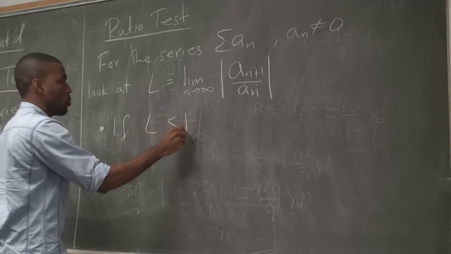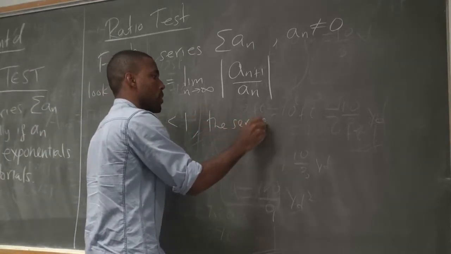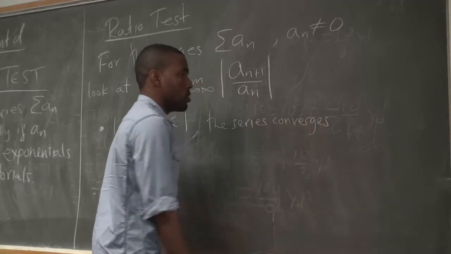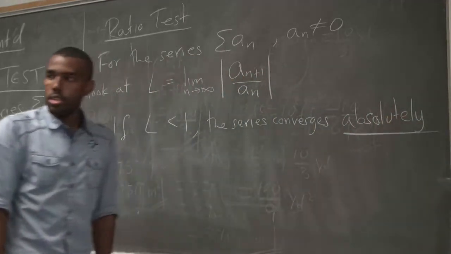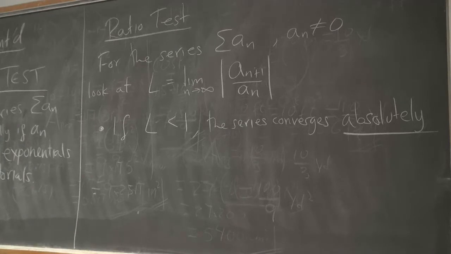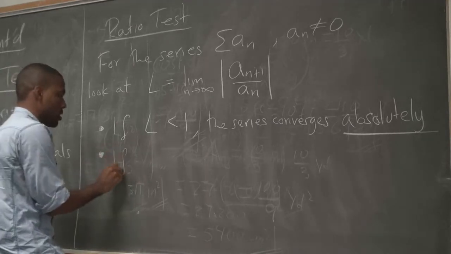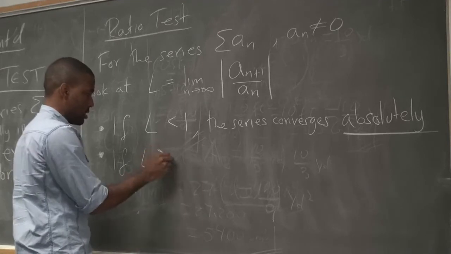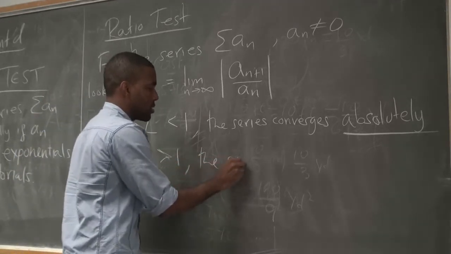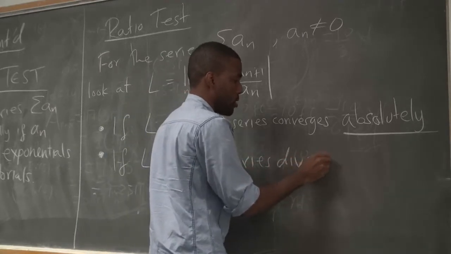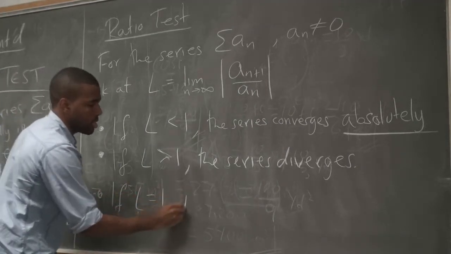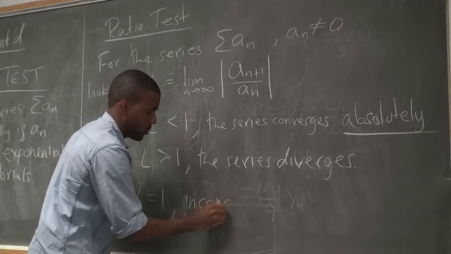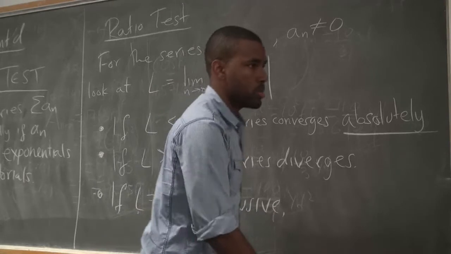If L is less than 1, the series converges. And not only that, it converges absolutely. So if something passes the ratio test, it passes with flying colors, right? Golden standard of convergence. It will converge absolutely if your L is less than 1. If your L is greater than 1, the series diverges. And finally, if your L is equal to 1, inconclusive. The test won't tell you anything about this.